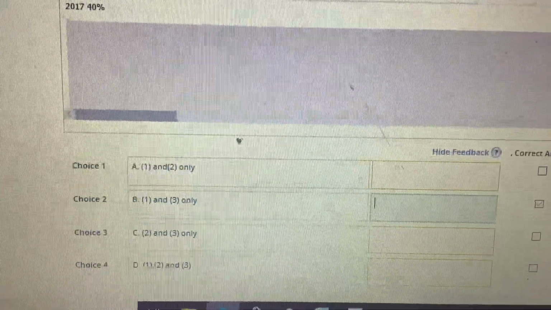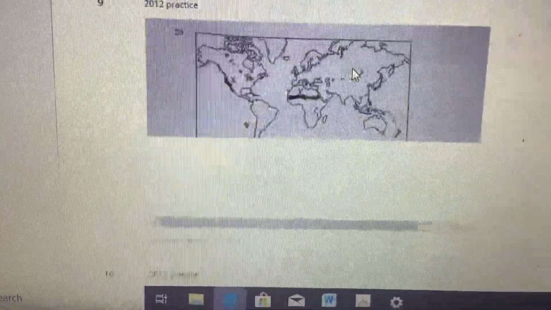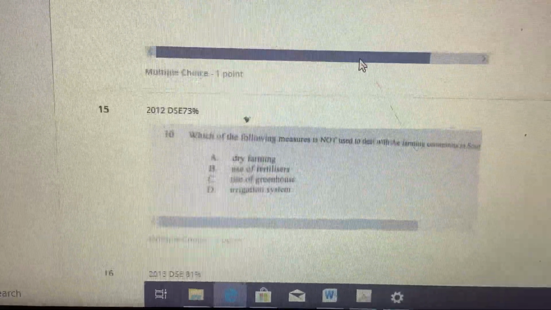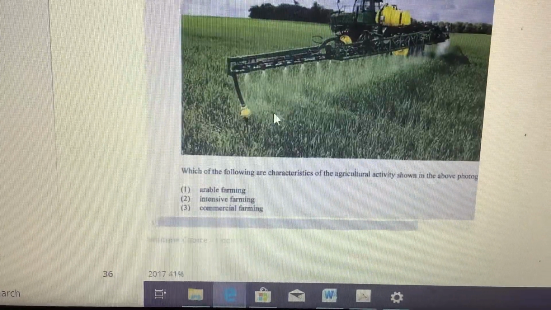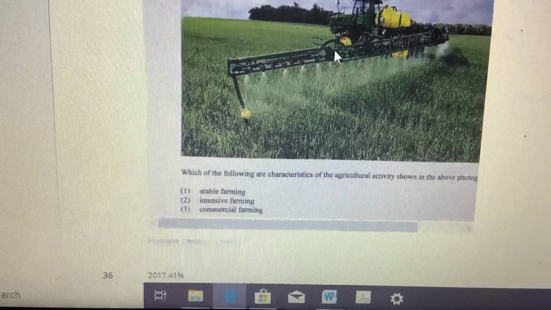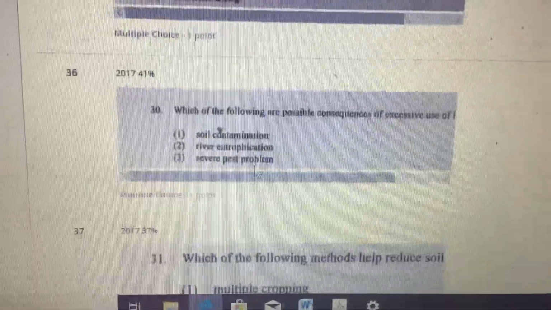Because for intensive farming, we are talking about greenhouses that are very packed. The input should be very packed, but here it's not yet very packed. So number 2 is still wrong, intensive farming, which is not the case. We can still regard this one as extensive farming.